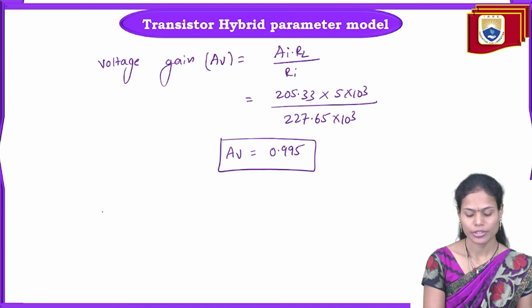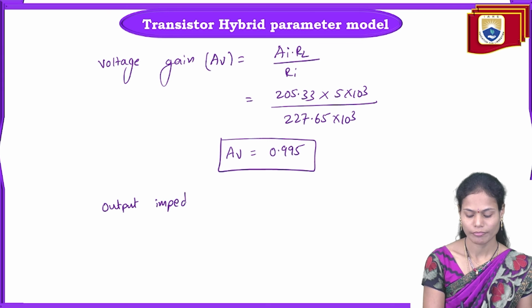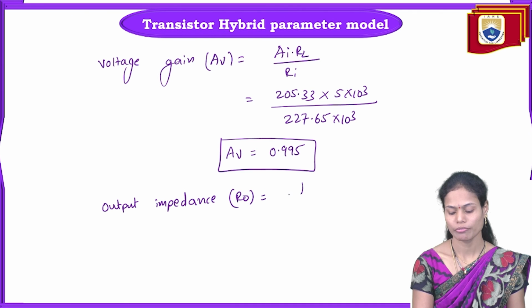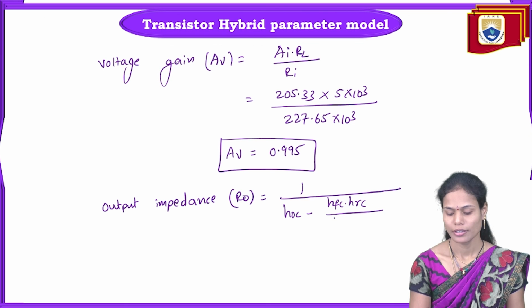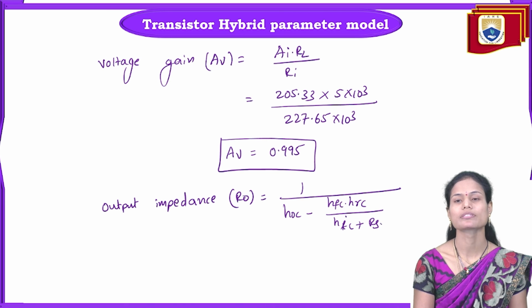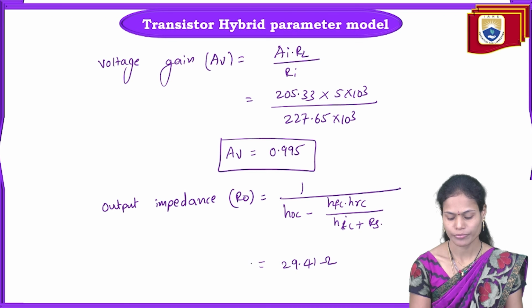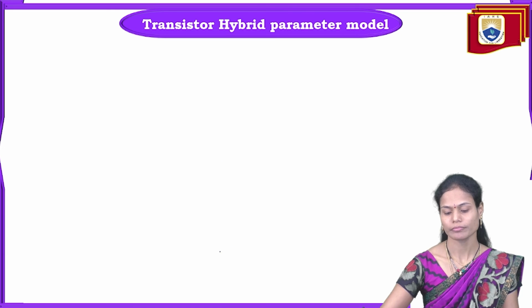And the last parameter is the output impedance. Output impedance R0 is equal to 1 by HOC minus HFC HRC divided by HIC plus source resistance RS. So after substituting all these values, we will get it as 29.41 ohms as the output resistance.